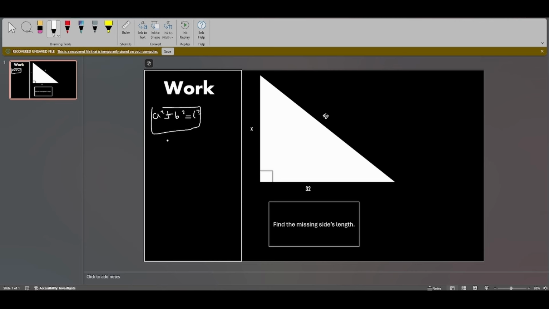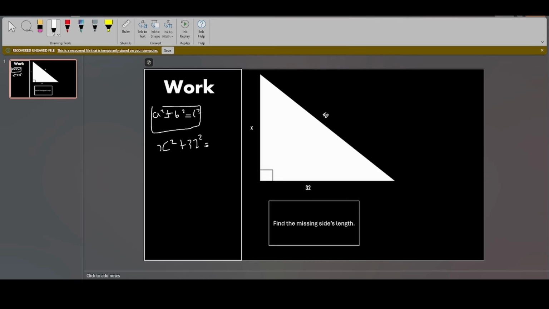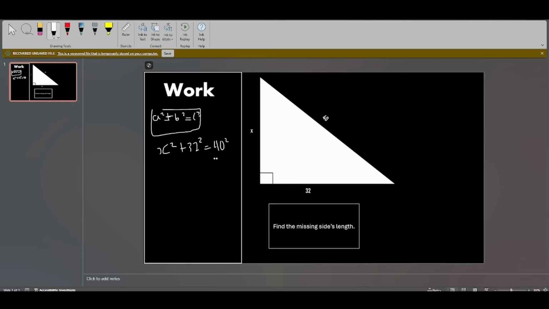x squared plus 32 squared equals 40 squared. Now we need to solve for x. Would you like me to show you the next steps? Yes, but can you go slower? Of course I can slow down.